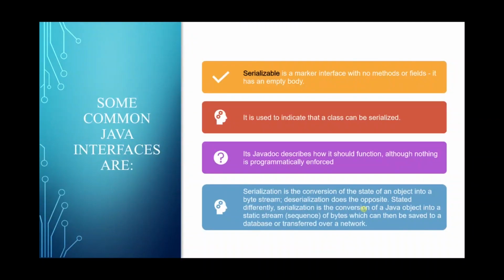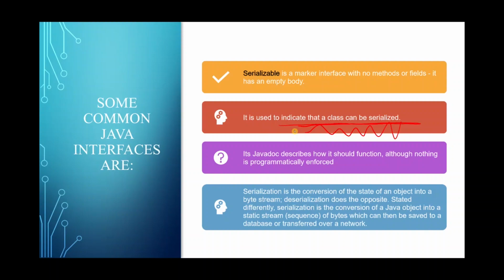Okay, some other common interfaces are Serializable. Serializable is a marker interface. Basically, this is an interface without any methods or any fields. It's just an empty body in there. So why do we have it? Because if you implement this interface, it indicates that your class can be serialized.